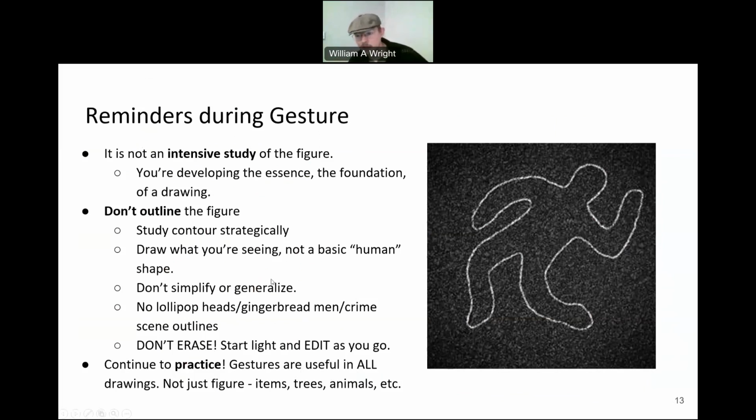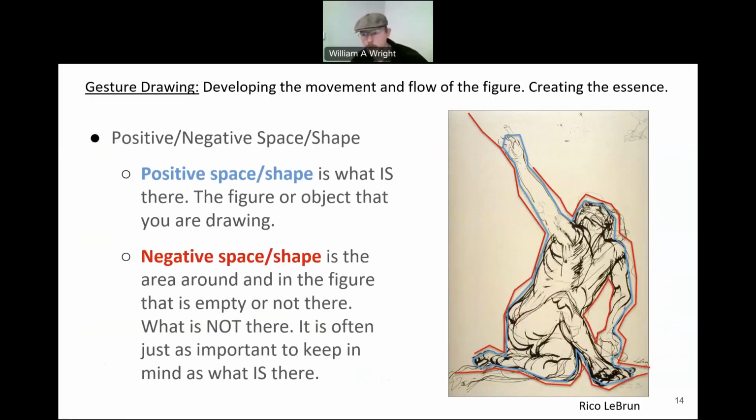None of that makes sense right now, but keep practicing. You'll get it. Continue to practice. Gestures are useful in all drawings. Everything that you do, you will get better at. If you don't like drawing gestures, I don't like drawing gestures. I'm terrible at them, but they make me better at everything. Okay, just the way it works. And even if what you do is so different from this, I promise it will help you.